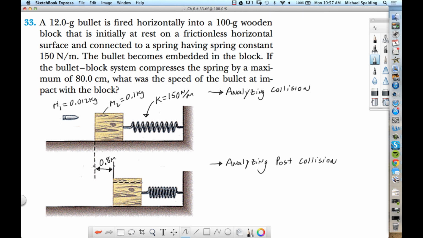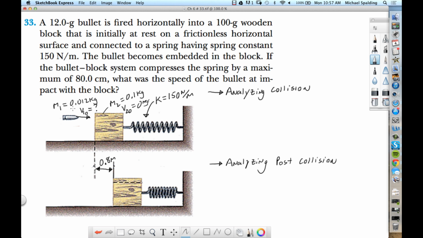All right, so for this problem, the bullet's going to be M1, the block's going to be M2. What we're looking for in the problem is V1 initial. They're asking us to find the speed of the bullet at impact, meaning right before. By the way, what's V2 initial? 0. The block is just sitting there.